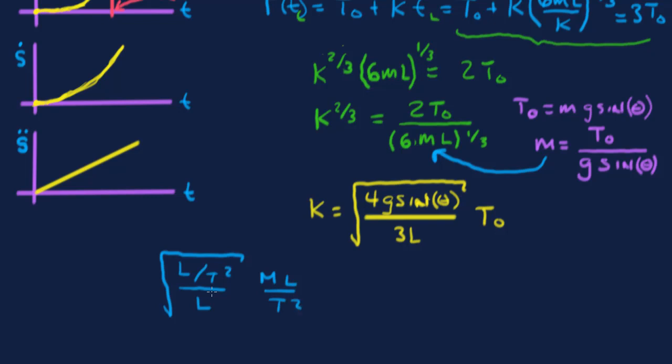Now let's look inside the square root again. Actually, let me put an equal sign there. Inside the square root, what do we find? We find that this length and this length cancel each other out. So inside the square root, I have a 1 over t squared. And on the outside, I've got mass length over time squared. The square root of 1 over t squared is just a 1 over t. So this just is a mass length over t cubed. And that's exactly what I was hoping for.